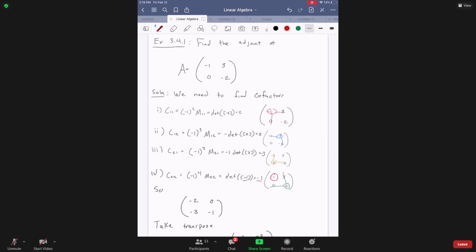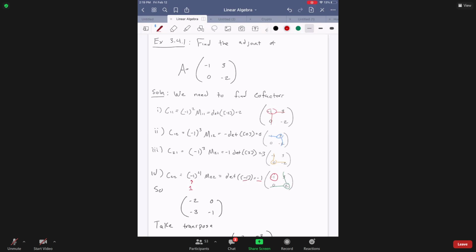Is this what you're talking about? So this becomes 1, so it's just going to be 1 times the determinant of -1, which is just -1, right? So yeah. I think I pretty much got that. Okay.